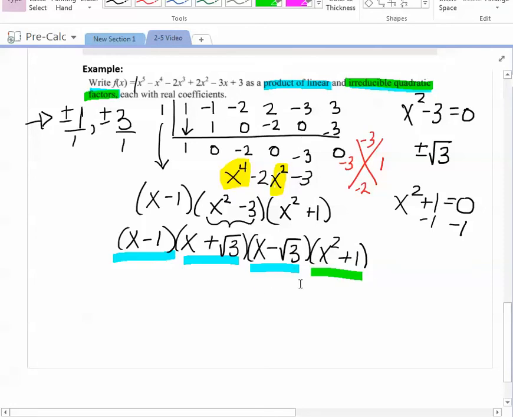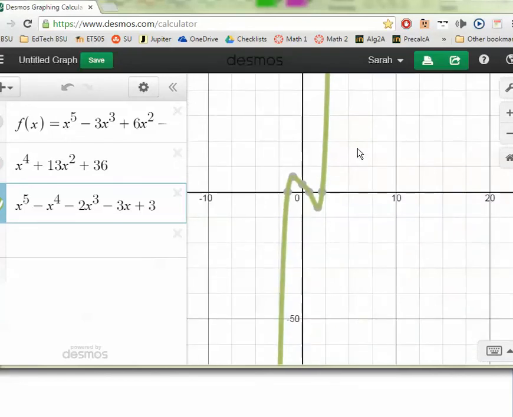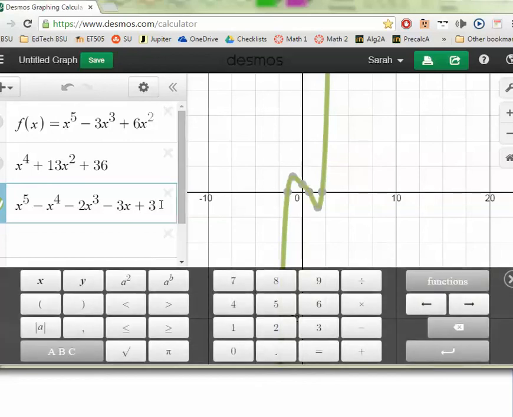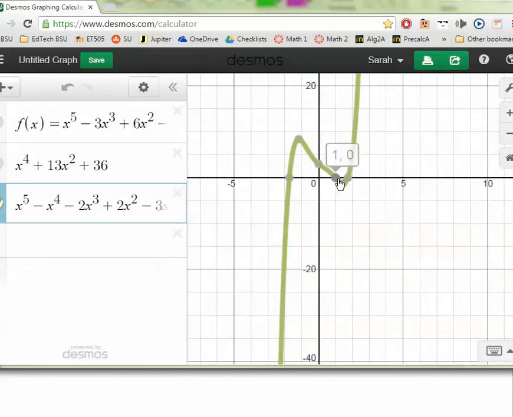Actually, I just want to show you the graph of this one. Let's turn off the blue one. This is what the graph of that one is. Actually, I think I typed it in wrong. x to the 5th minus x to the 4th. Yeah, okay, I forgot a term here. That's why it's not matching up. Plus 2x squared. There we go. So there is our rational zero of 1. 1.732, that is the square root of 3. And there is the negative square root of 3. Those are real numbers, so you get x-intercepts at all of those numbers. The other zeros are imaginary, so they are not x-intercepts.